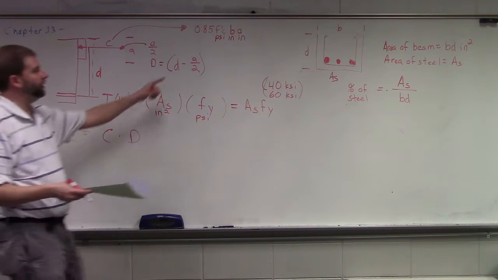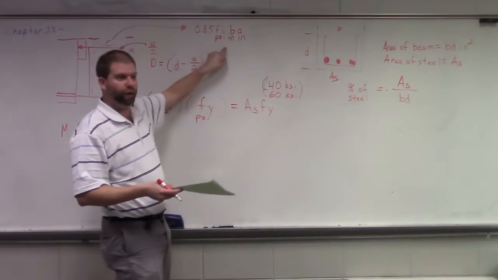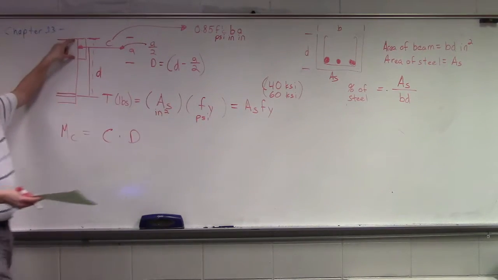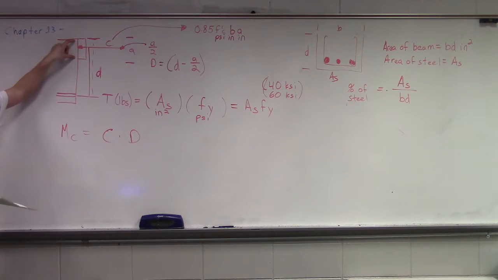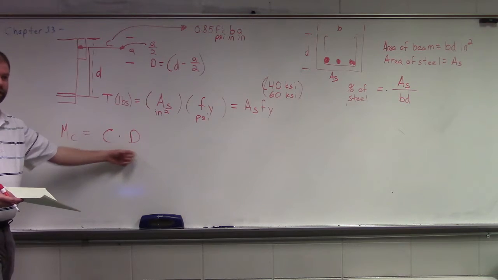And C is going to equal 0.85 times your design strength, times your width, times your depth. You're just taking a stress, multiplying it by an area. By multiplying it by an area, you're now back into a load. A load times the distance gives you a moment.